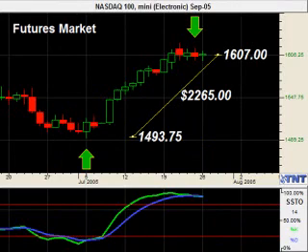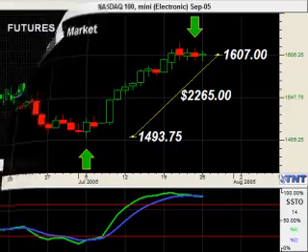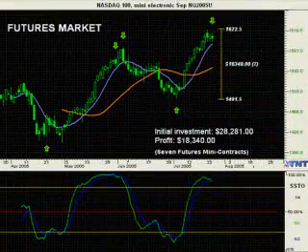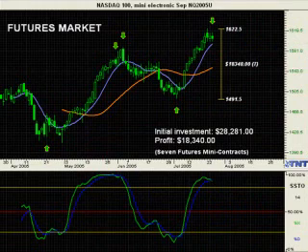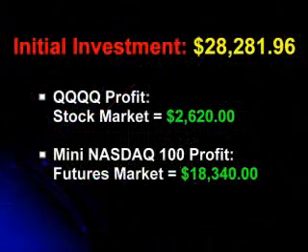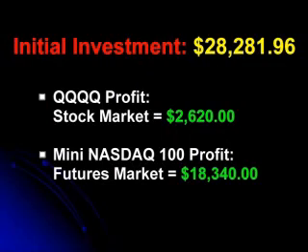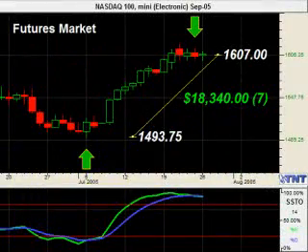Okay, let's look at it from another point of view. Let's compare apples to apples. Take a look at this chart. Now what would happen if we invested the exact same amount of money in the futures market as we did in the Qs over there in the stock market? Let's say we invested $28,281 or purchased 7 futures mini contracts. Our profit on this move in this example would be $18,340. That's correct.